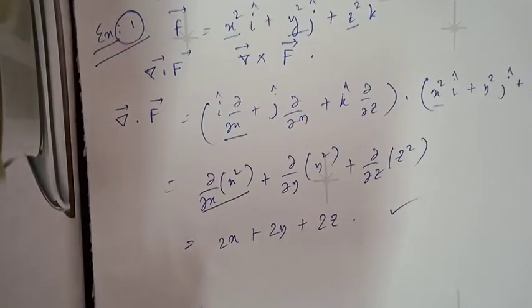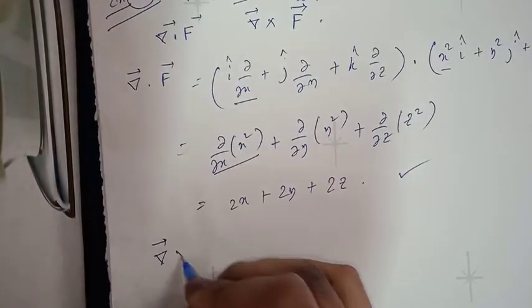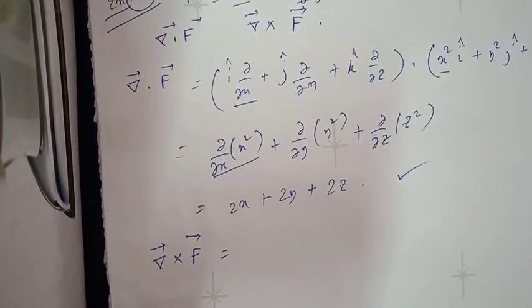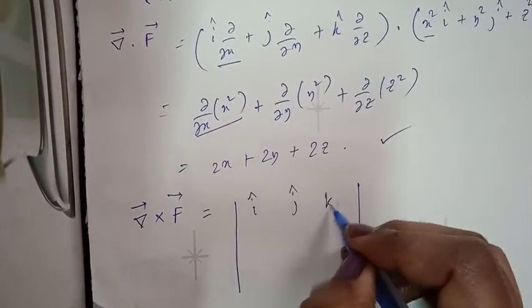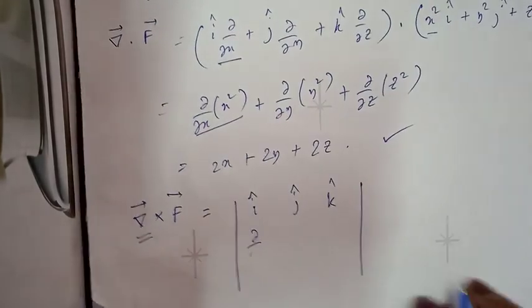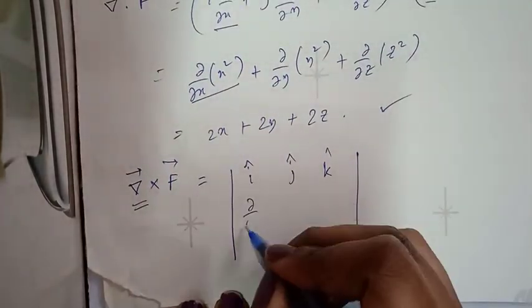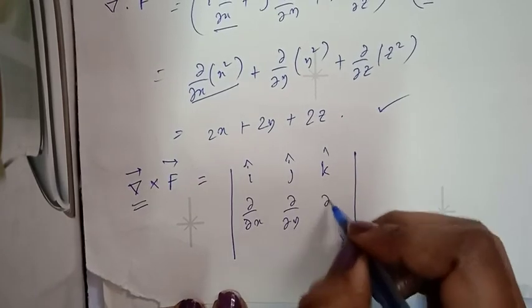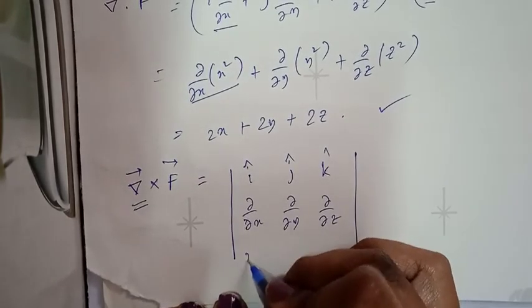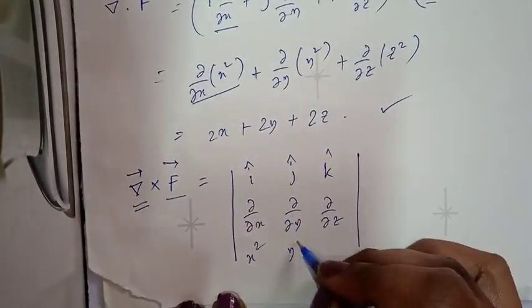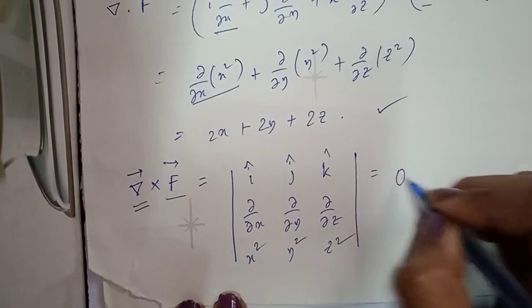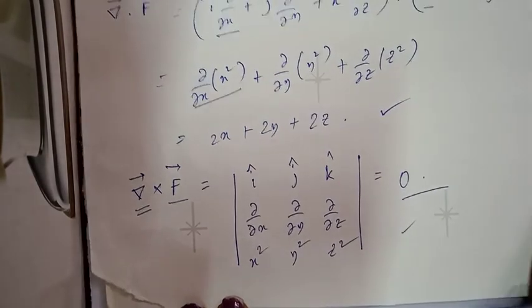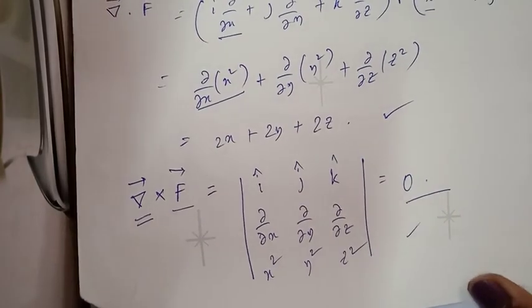This is the answer. Next, this cross f. So we just took the formula for how to calculate the cross product. It is under a determinant i cap, j cap, k cap. Then first, this one is first, so we need to put this component first: del x, del y, del z, and next one is x square, y square, the components of f, x square, y square, z square. Now expand it. You know how to expand the determinant. Answer will be 0. Calculate it. Okay. So this is how we calculate these two things.